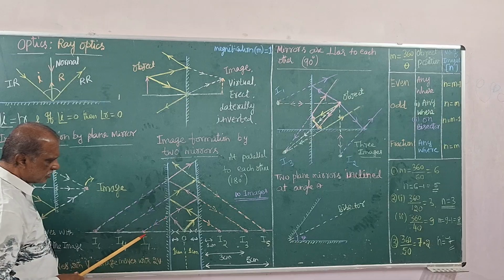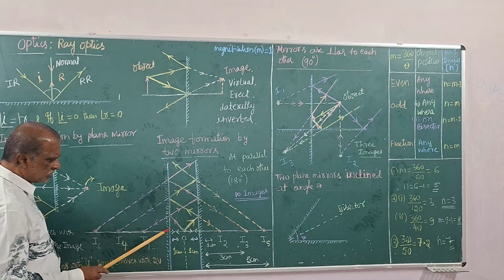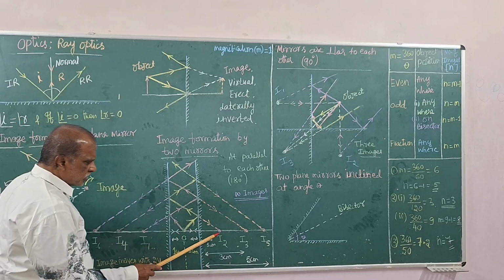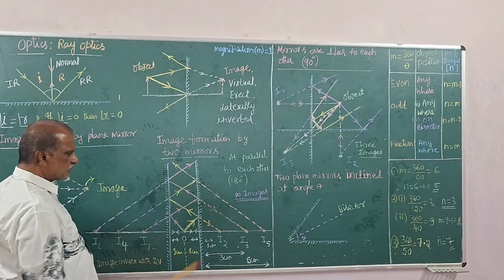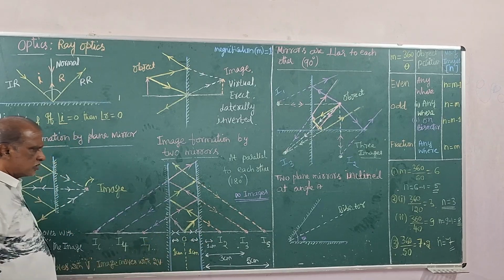Reflected and extended image formation. I1 is the image formed on this mirror by the object. I2 is the image formed on this mirror by the same object, on this side. 1 centimeter, 1 centimeter.